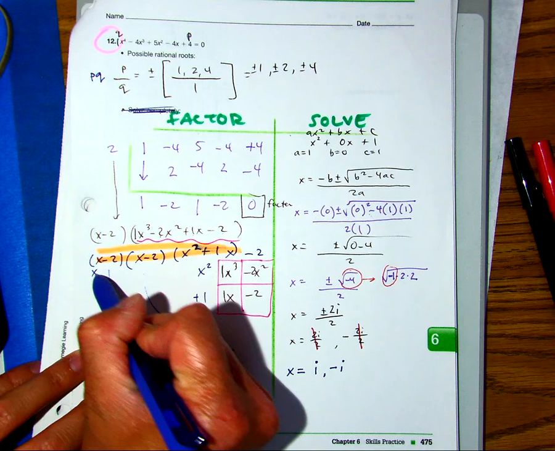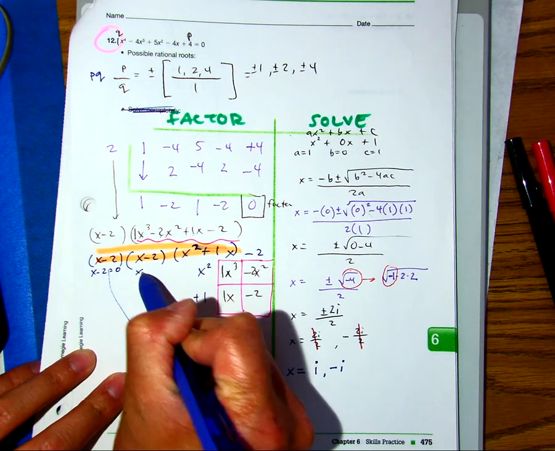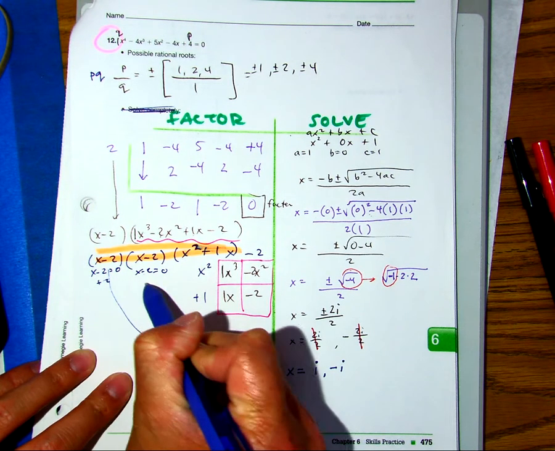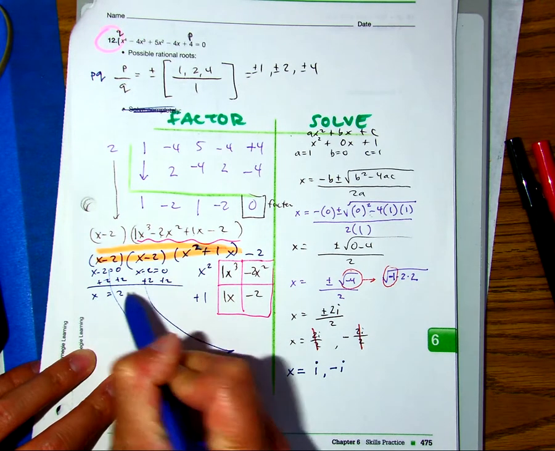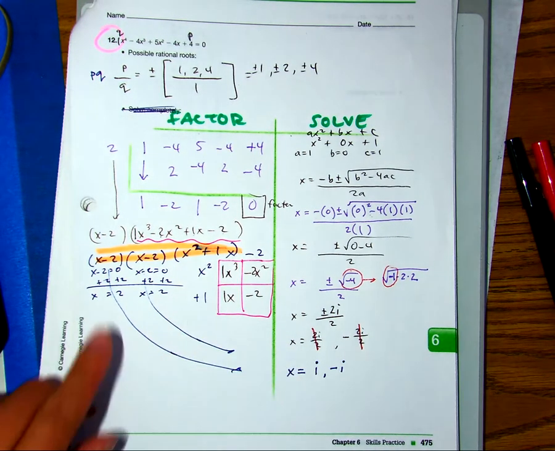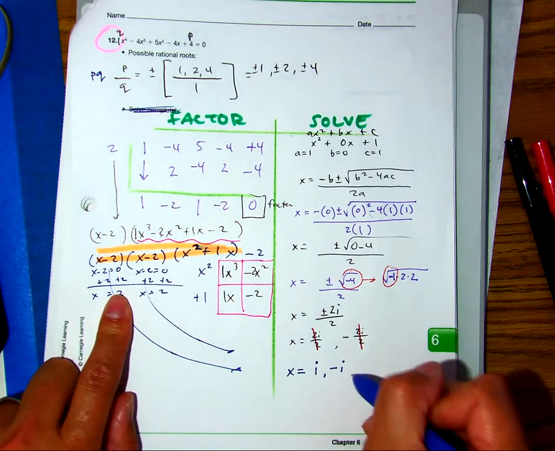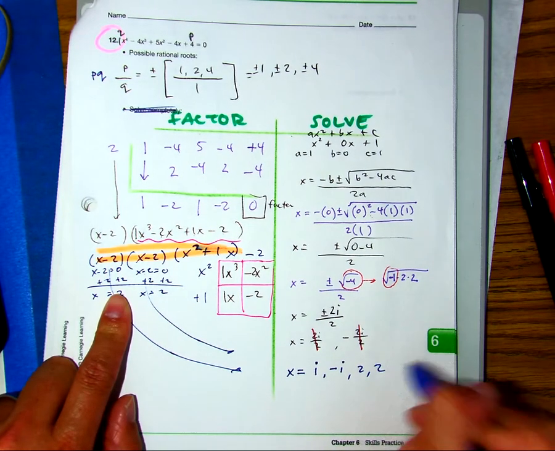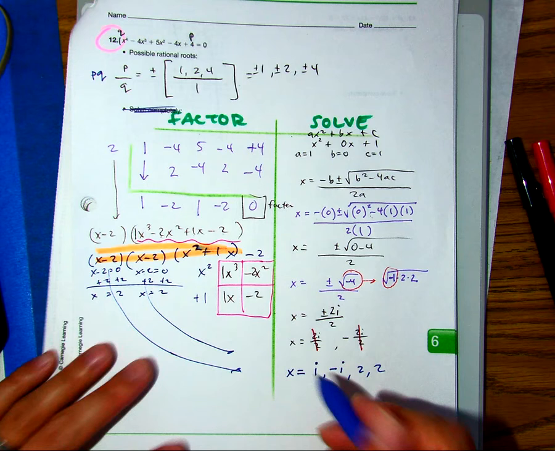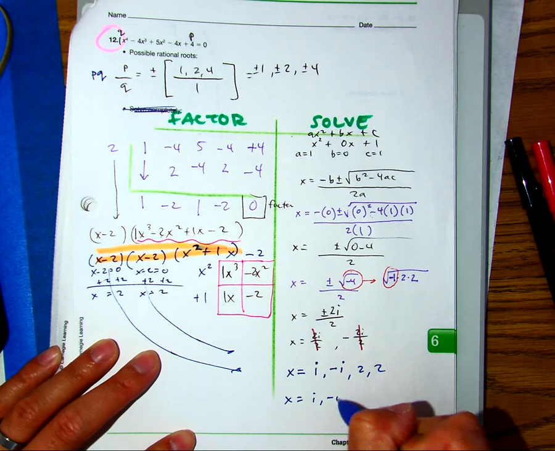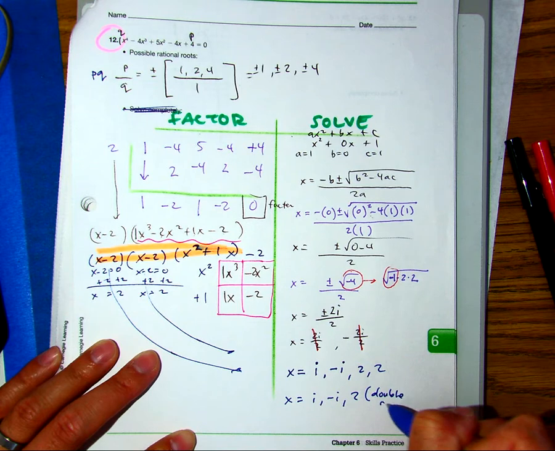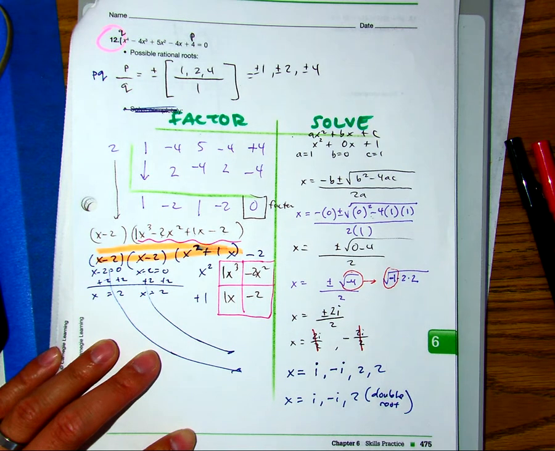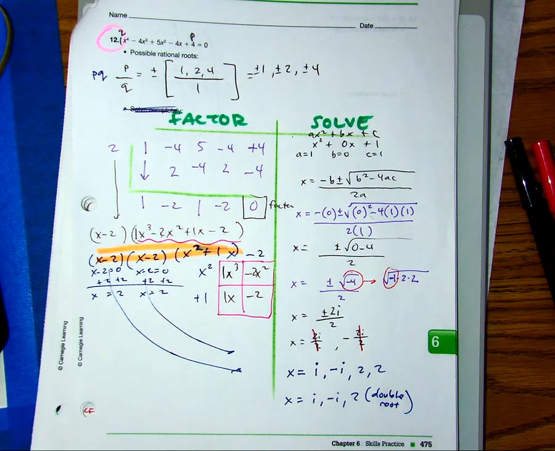X minus 2 equals 0. X minus 2 equals 0. Add 2 to both sides. X is equal to 2. Now, pay attention here. X is equal to 2 twice. So you can either write the answer out twice, or you can write something like, you can say double root, or multiplicity of 2. Does that make sense? So this is our final answer.